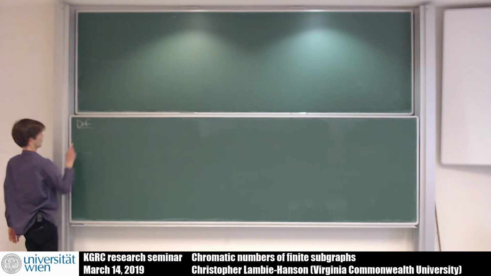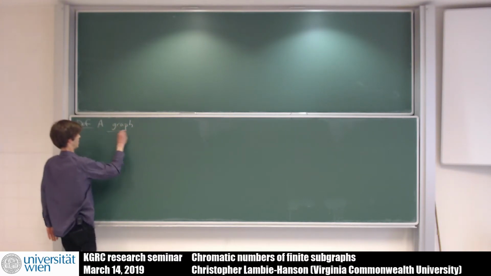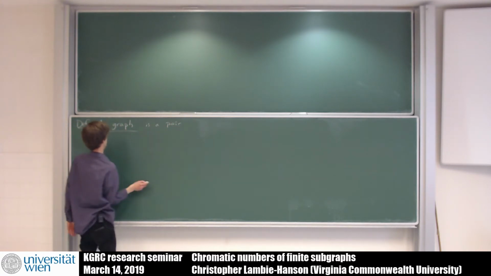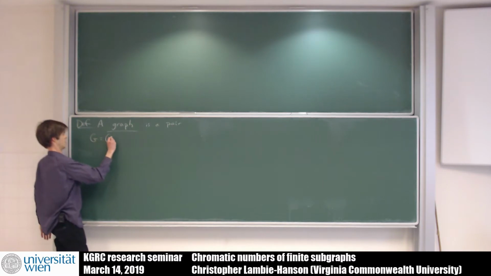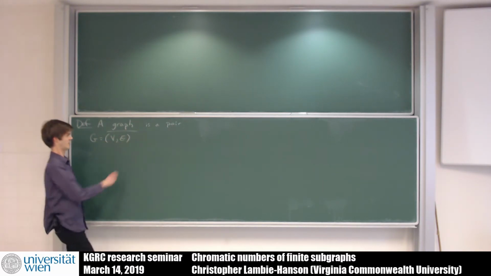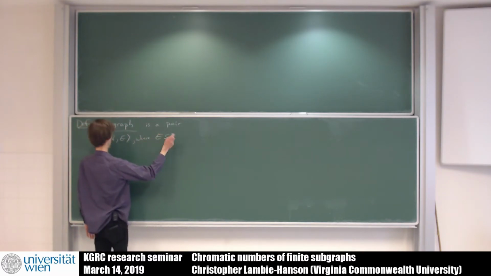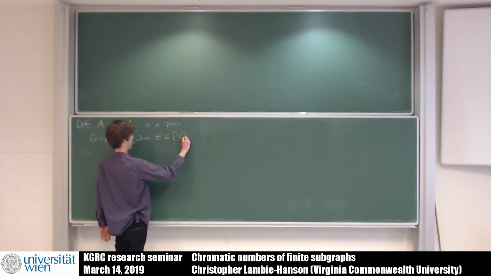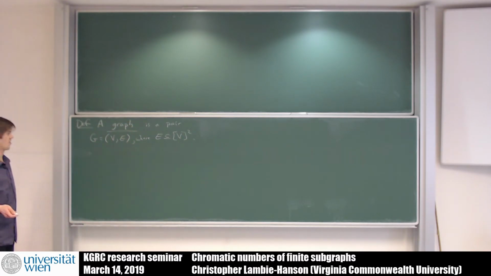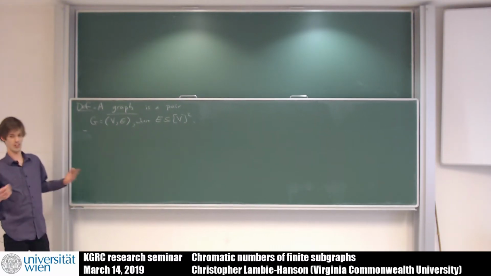So of course, we all know what a graph is. A graph G is a pair (V, E). V is a set of vertices, E is a set of edges. We just think of E as being a subset of the set of two element sets of V.